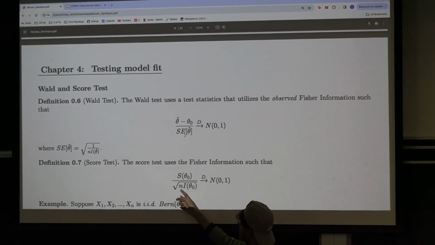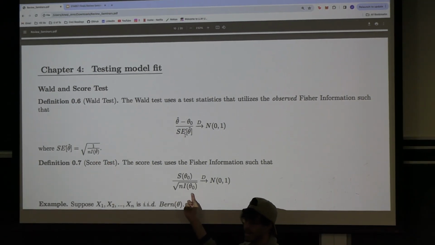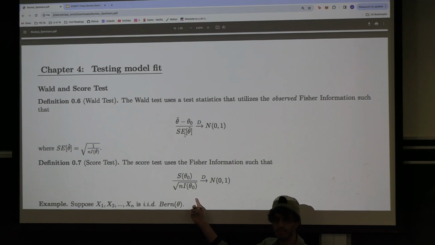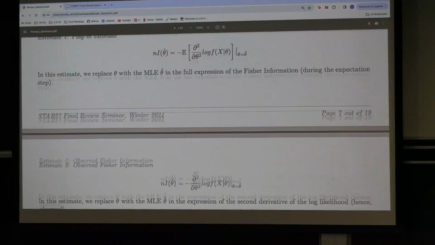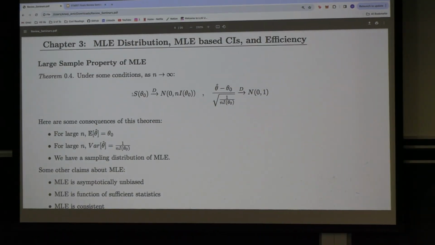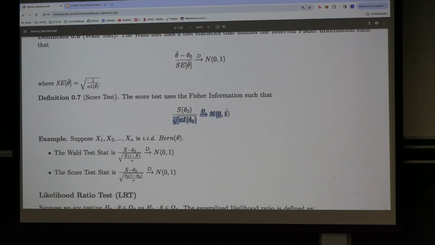And the score test is slightly different. Instead of worrying about evaluating at the MLE, we instead evaluate at the null hypothesis, whatever that is, and we use the score instead. So that corresponds to this first thing over here. Does everyone see why the first equation over here, which is this one, and this equation over here are identical? I'm just normalizing. That's all I've done.